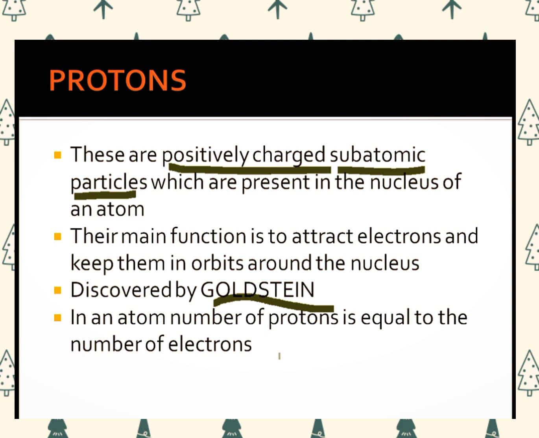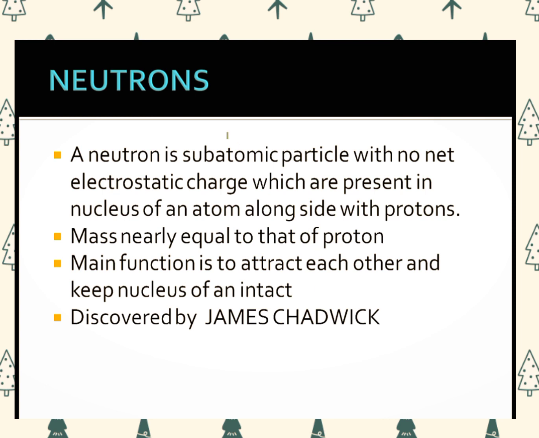Now moving on to neutrons. A neutron is a subatomic particle with no net electrostatic charge, which is present in the nucleus of an atom alongside protons. The mass of a neutron is nearly equal to the proton. The main function is to attract each other and to keep the nucleus intact. They were first discovered by James Chadwick. These were the properties and some information about protons, neutrons and electrons. Now we shall move to what the charge and the mass of these protons, neutrons and electrons in an atom are.